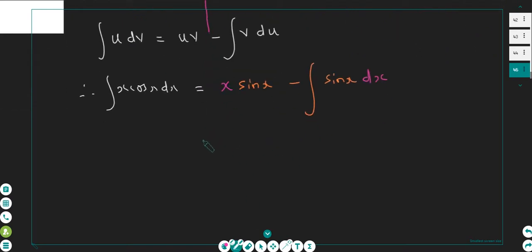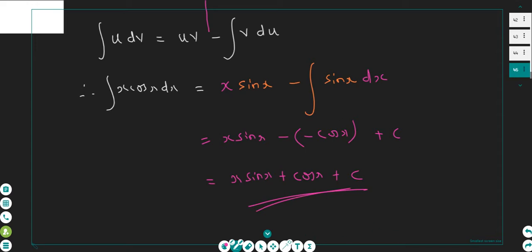Therefore, x sin x will not change, you can write it down as it is. x sin x minus integral of sin x, which is minus cos x. Here you can put c. So this becomes x sin x plus cos x plus c. This is the answer for the integration of x cos x dx.